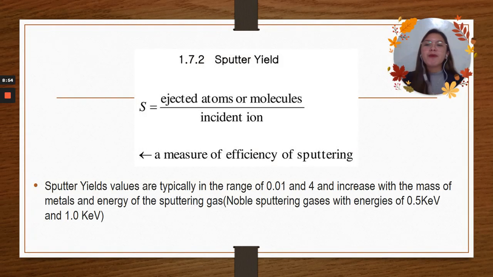So, these sputter yield values are typically in the range of 0.01 and 4, and increase with the mass of metals and the energy of the sputtering gas. Noble sputtering gases with energies of 0.5 keV and 1.0 keV.